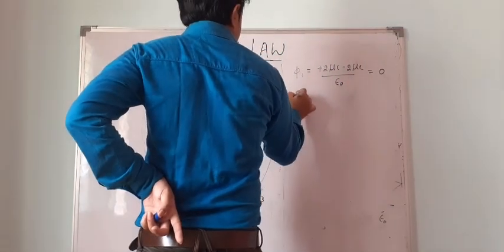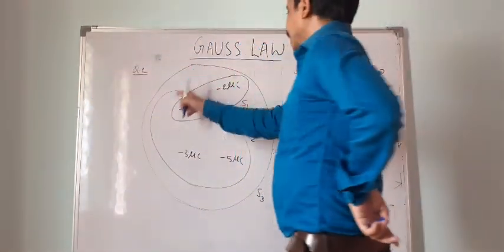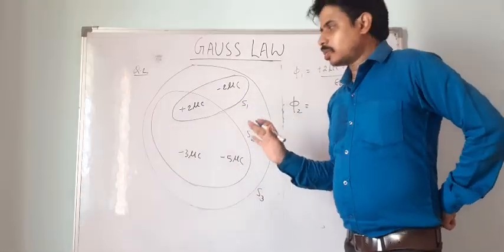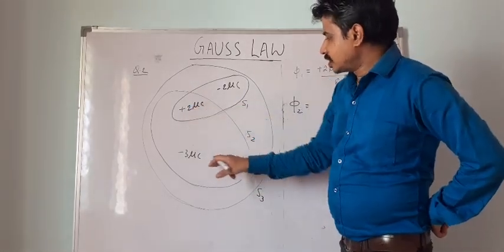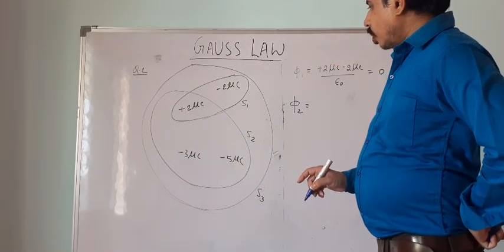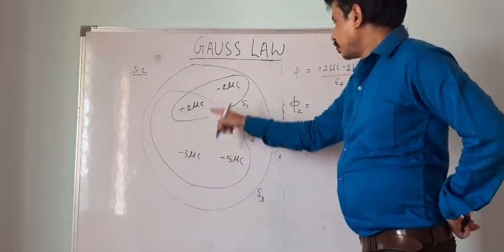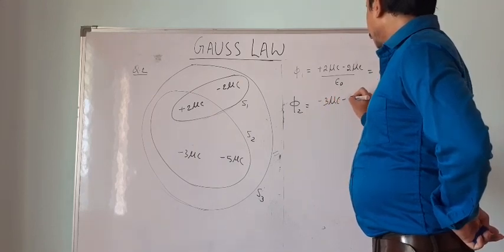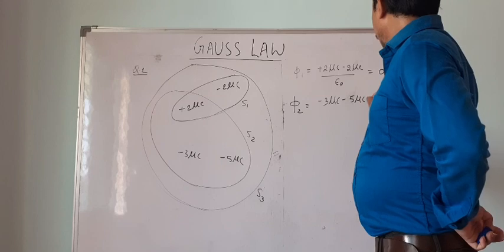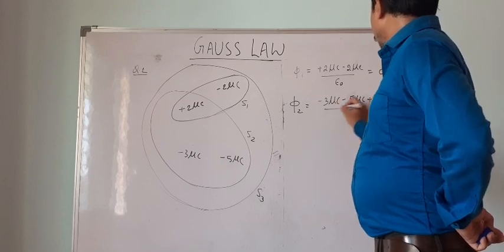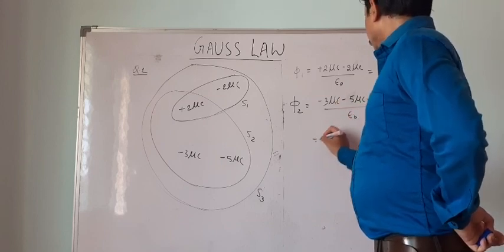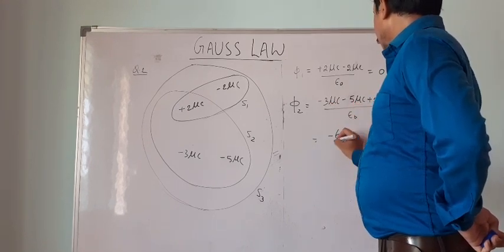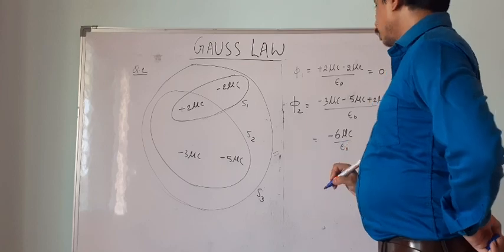Now let phi 2 be the flux through the second surface. Since the surface is closed, we will apply Gauss law and count the total charge inside it. So how much is it? Minus 3 mu c minus 5 mu c and plus 2 mu c by epsilon naught, that is minus 8 plus 2, minus 6 mu c by epsilon naught.